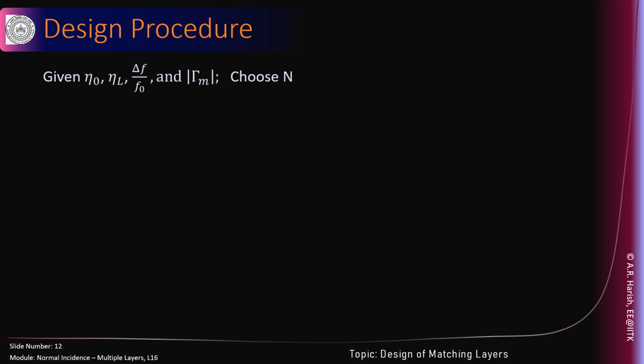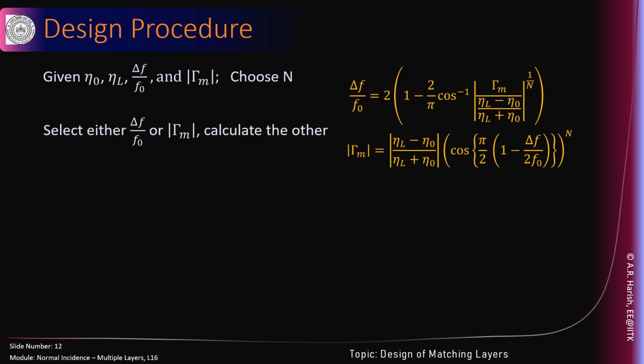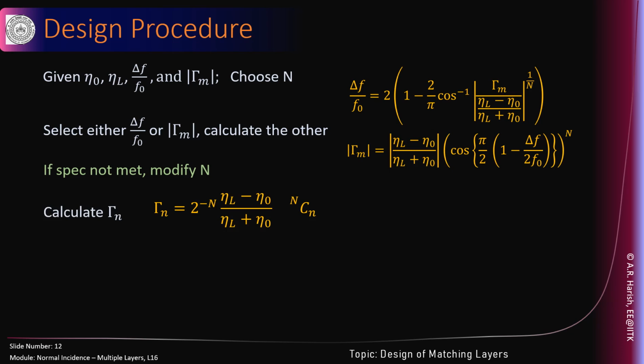Given these four numbers, we choose n. You choose some number, it doesn't matter what it is, an integer. Now, select either delta f by f naught or gamma m and calculate the other one. So we know these equations. You pick any one, calculate the other, and you convince yourself whether the specification is met or not. If the spec is met, brilliant, reduce the n and you can cross check. If the spec is not met, you modify n. When you say modify, you are supposed to increase the value of n, and keep doing it until the spec is met.